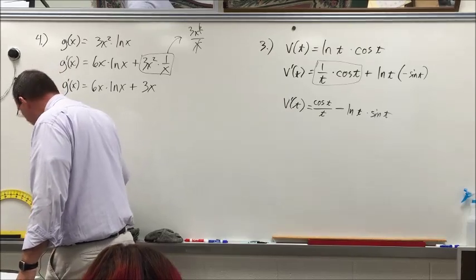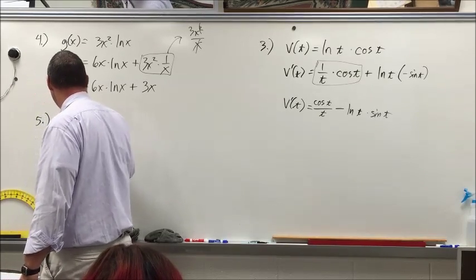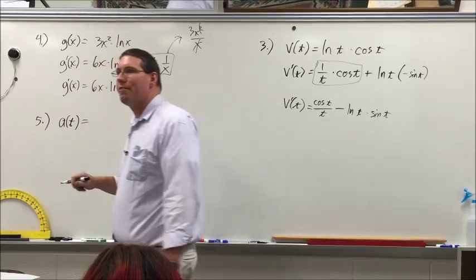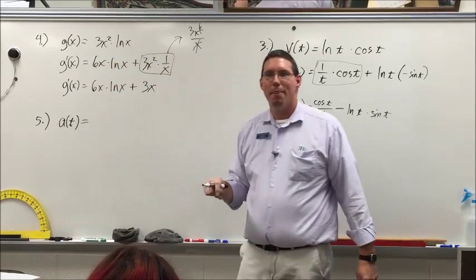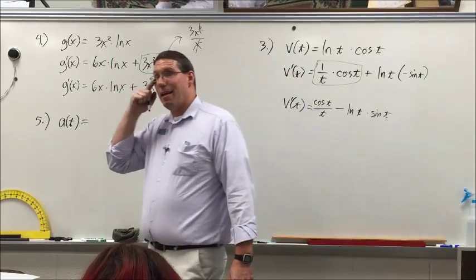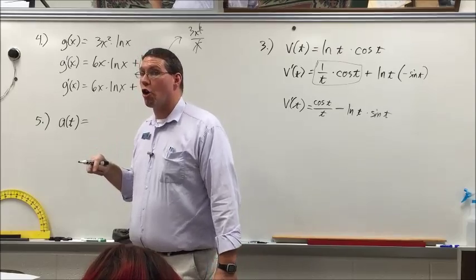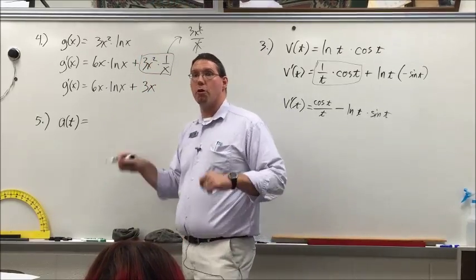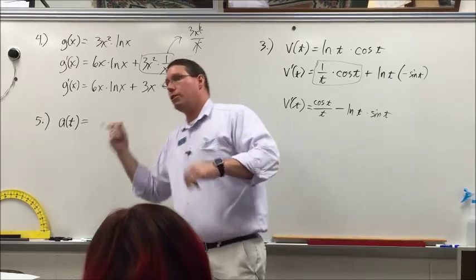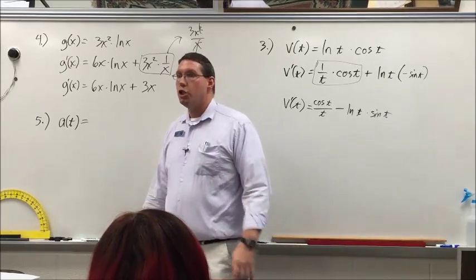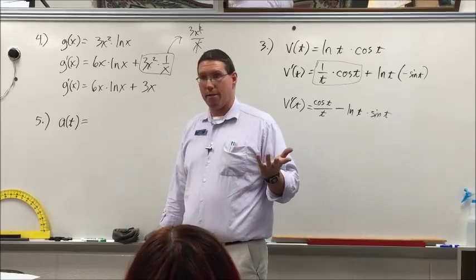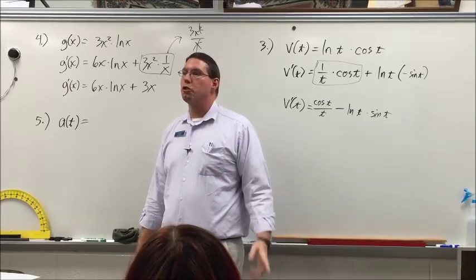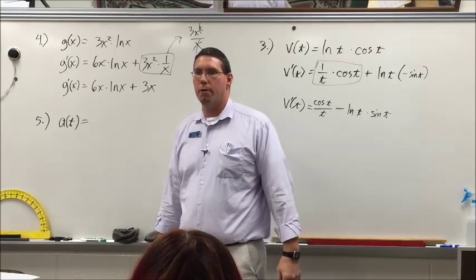So number 5 is a of t, that's acceleration, by the way. You know what the derivative of acceleration is called? It's called jerk. Like when you're on a roller coaster and you get jerked. Jerk sounds funny, I know. It's also called jolt in the UK.